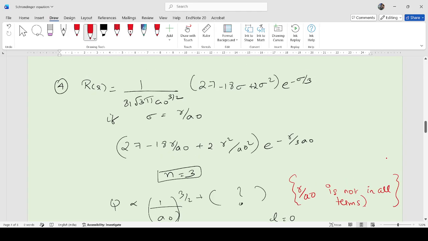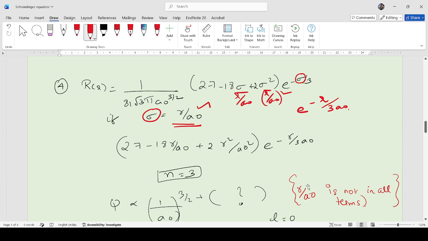You can look over here. E power minus sigma by 3, again some sigma. They said sigma is nothing but r by a naught. So let's re-establish. This is 3 a naught, correct? E power minus sigma by 3. Sigma is r by a naught. So I am just writing it here. Similarly here also I can write r by a naught, r by a naught square. Am I right?